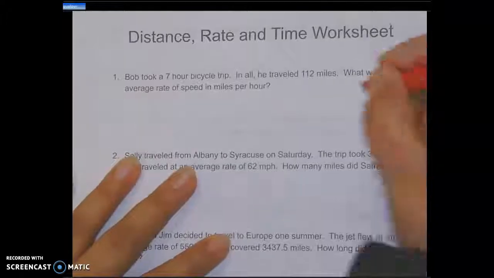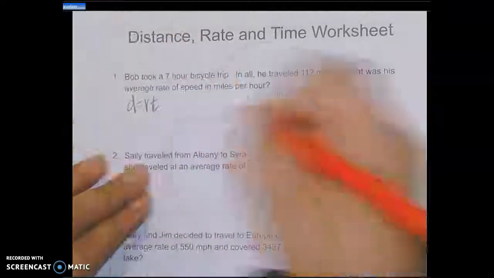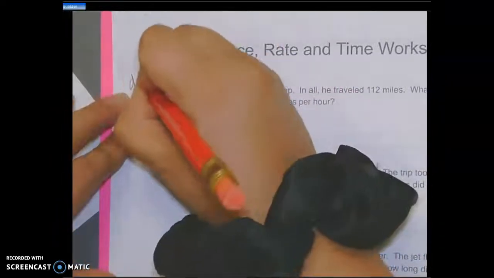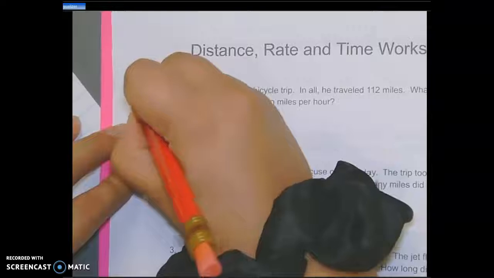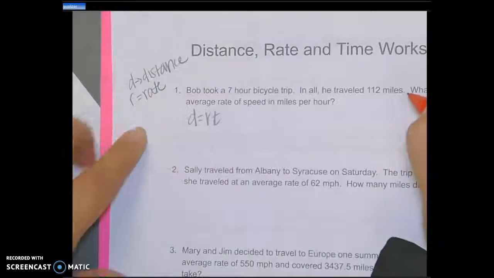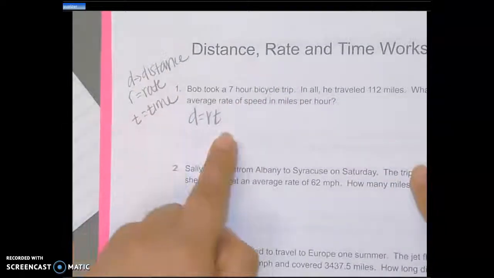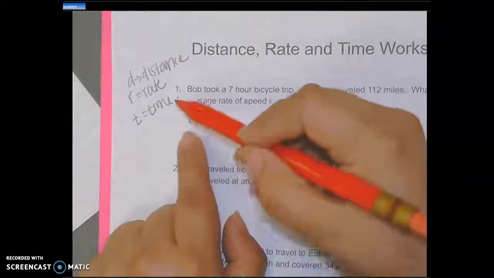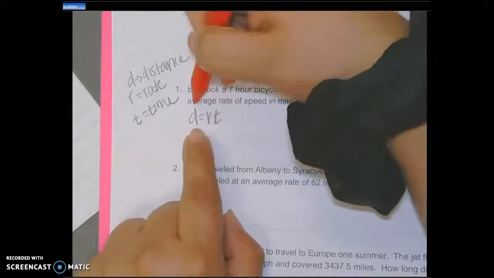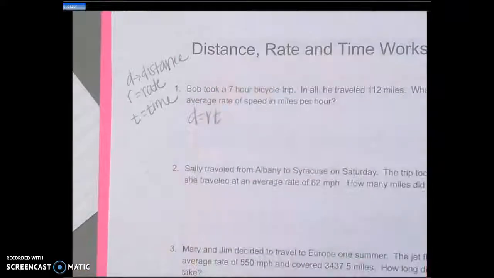So, from my formula chart, I had D equals RT. D is distance, R is rate, and T is time. You're going to use this formula to solve these problems. Now, sometimes you'll be looking for distance, but sometimes you'll be given the distance and you'll be looking for rate, or you'll be given the distance and you'll be looking for time. So it just depends. You've got to plug everything in and see what happens.